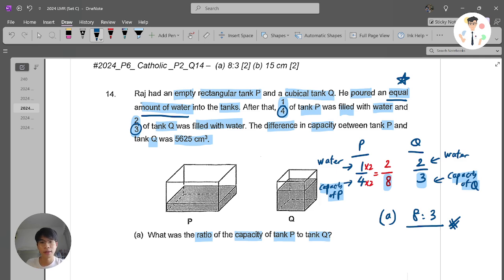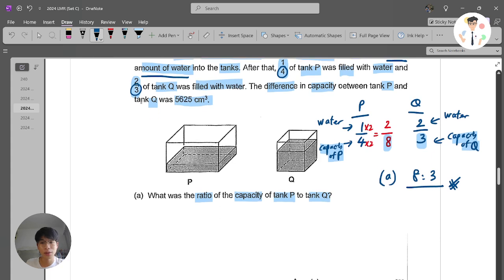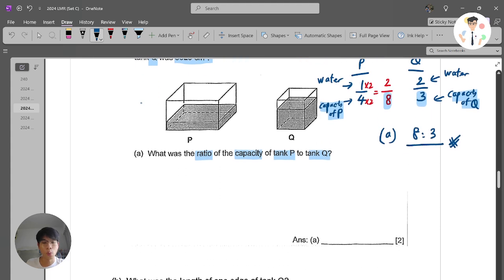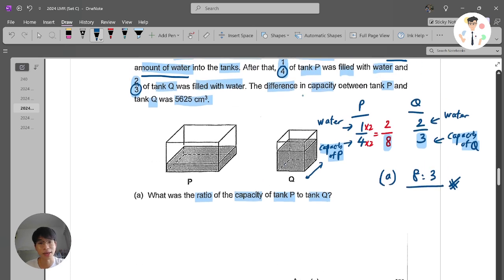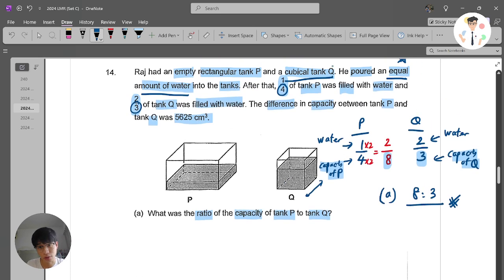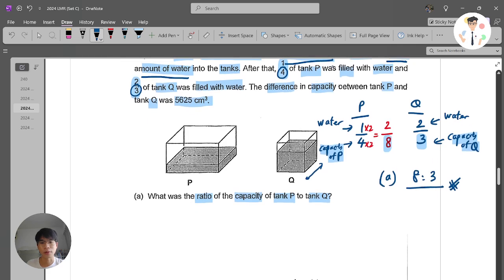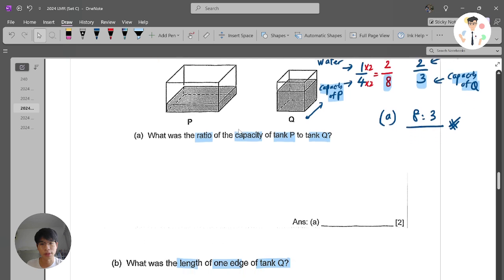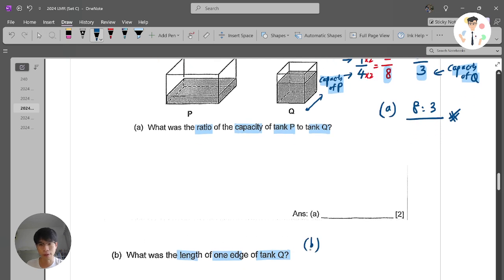Okay? Now, let's look at question B. What is question B about? What was the length of 1H, the length of 1H of tank Q? Because it's a cubical tank, the sides are the same. Now, let me just write it here. B. Of course, in the exam, you write properly. I write in the space given. Don't write up on the top here.